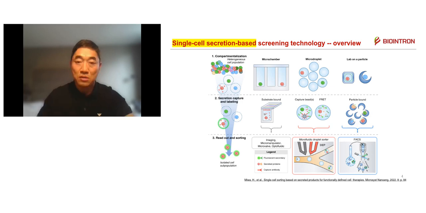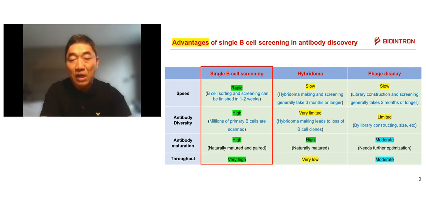followed by something like NGS to get the antibody coding sequences. For each single cell screening technology, I would say the most critical part is step one, compartmentalization. You can either put the single cell into one microchamber, or you can generate a micro droplet in which the single cell is inside along with some other assay reagent, or a so-called lab on the particle. Our AbDrop antibody discovery solution is based on the second one. It's micro droplet based. I will touch on this part after this slide.